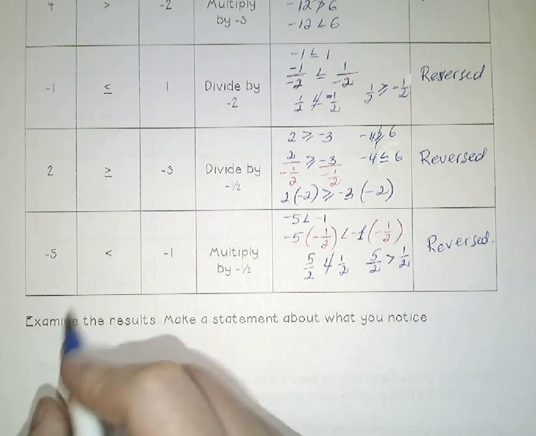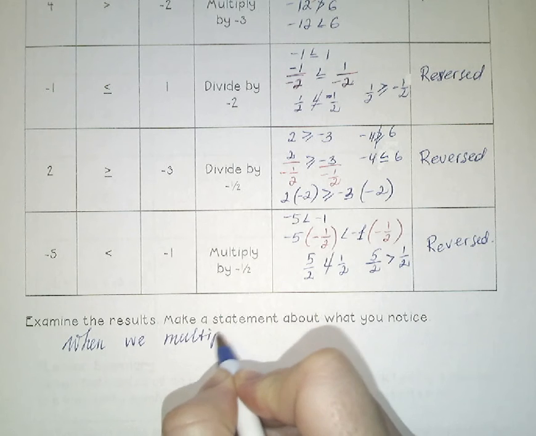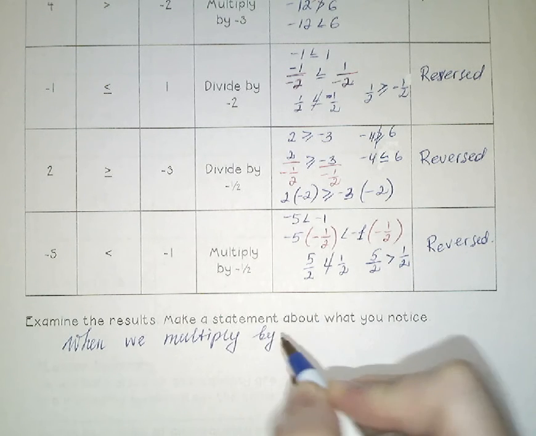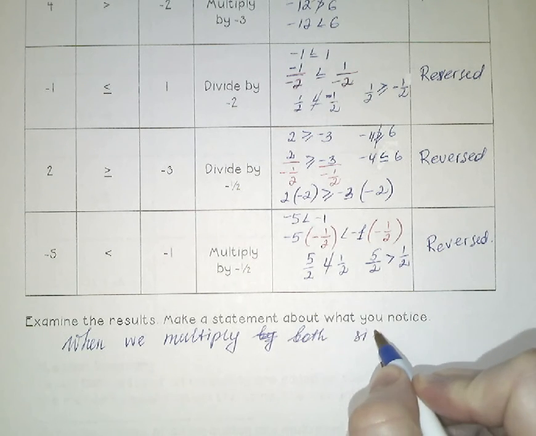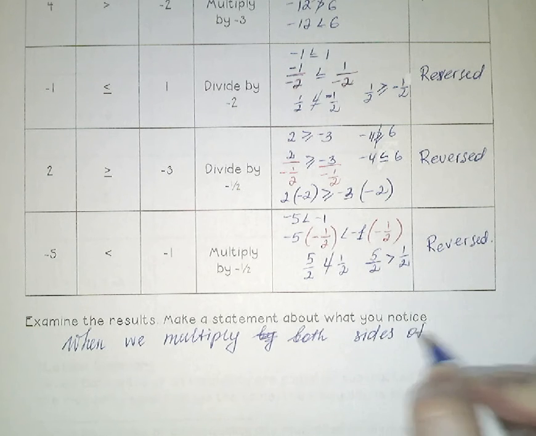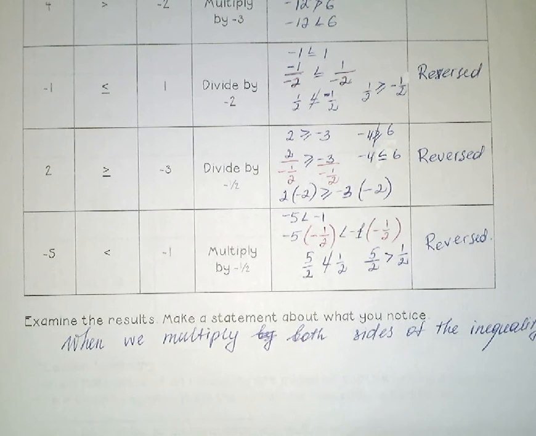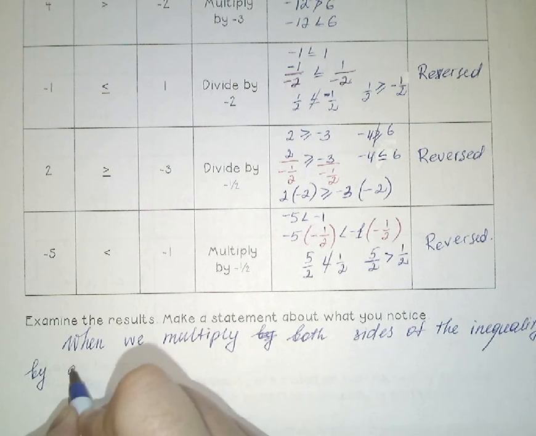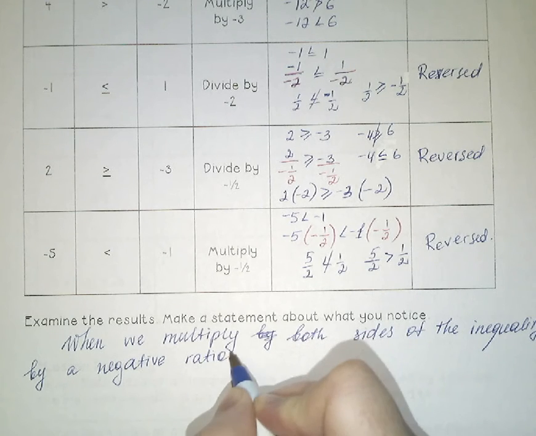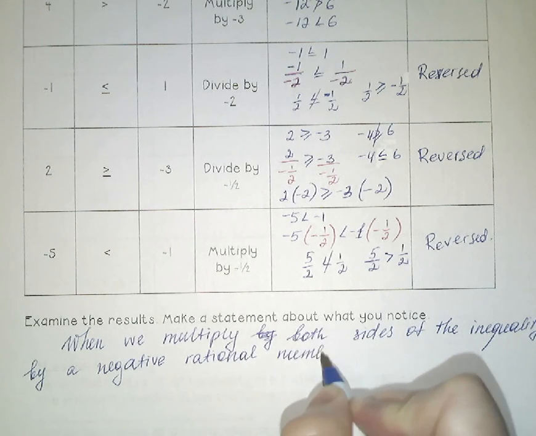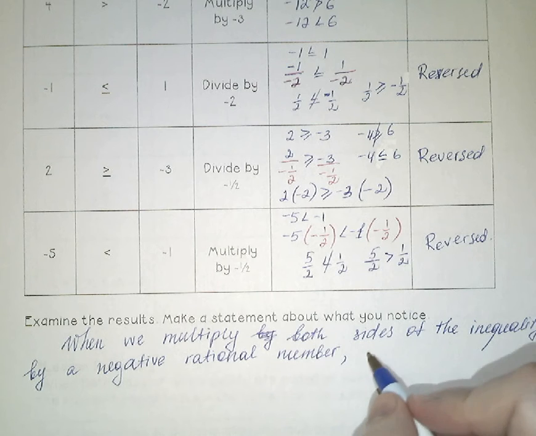Okay, so when we multiply both sides of the inequality by a negative rational number, the inequality sign is reversed.